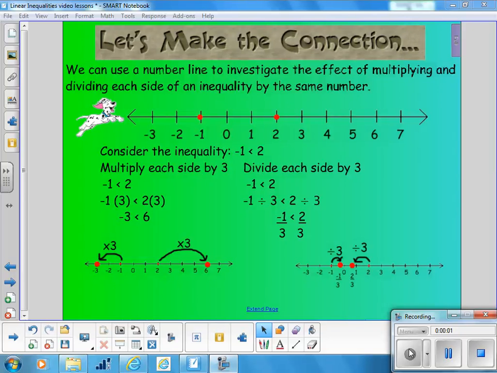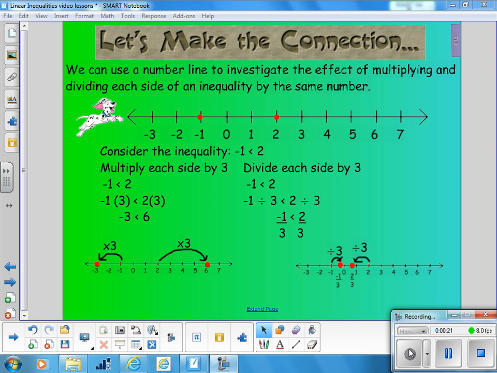In this lesson, we are going to look at what happens when you are solving an inequality and you have to multiply or divide by a negative number. We can use a number line to investigate the effects of multiplying and dividing each side of an inequality by the same number. So let's say we have -1 is less than 2.